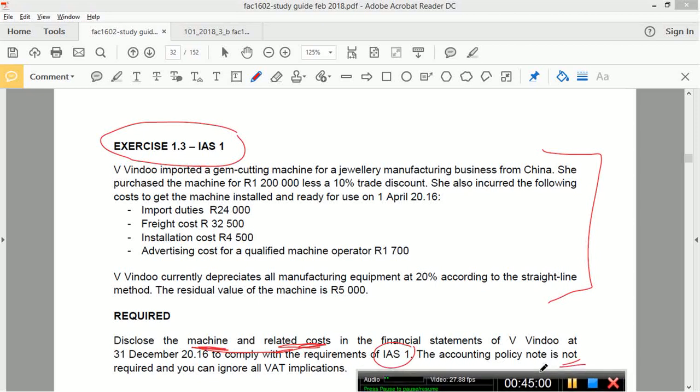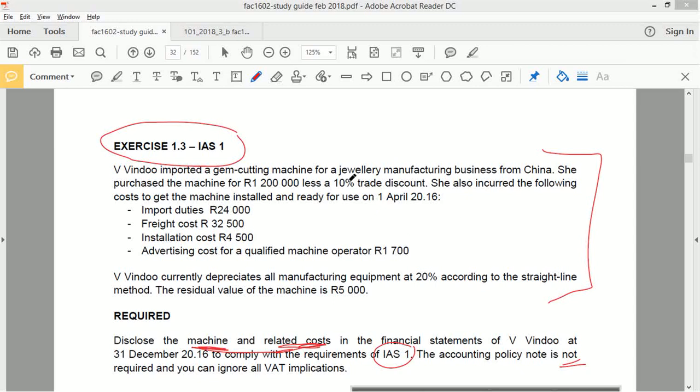What does the required say? Disclose the machine and related costs in the financial statements of V at 31st of December. There's the key. That will be the financial position statement. Now we need to look at statements and extract. You can do it as workings, but you're not going to get any marks for it, because the answer must be a disclosure.